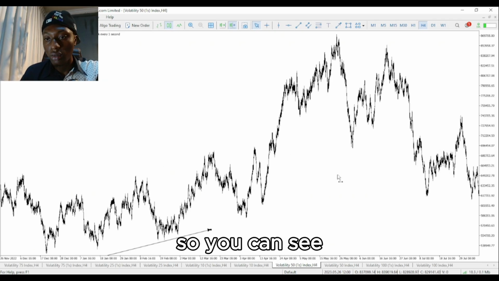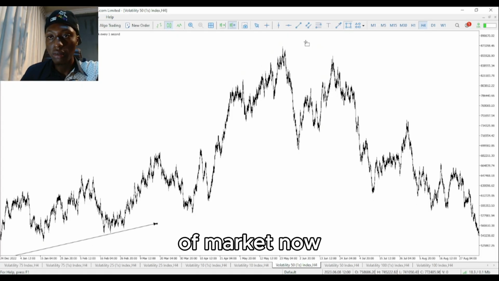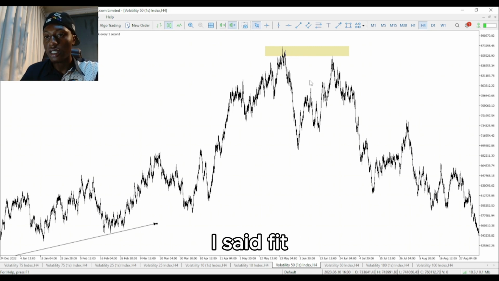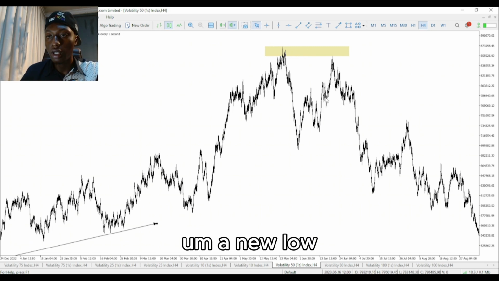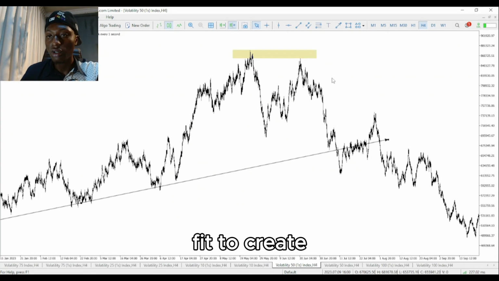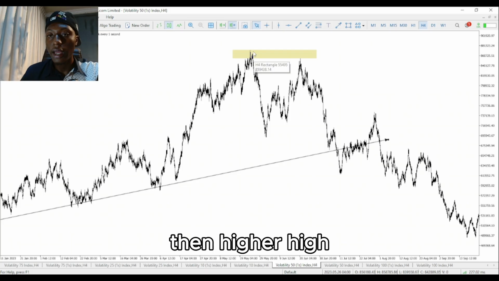You understand? So you can see this trend. This is where the market now changed trend. You can see it right here. This is how I know a trend is weakening. Remember, this is the first thing I said, fail to create a new low. In this case, this is an uptrend, so it will be fail to create a new high. So now you see, this is fail to create a new higher high. This is a higher low, higher high, higher low, higher high, higher low, higher high, higher low, then higher high.